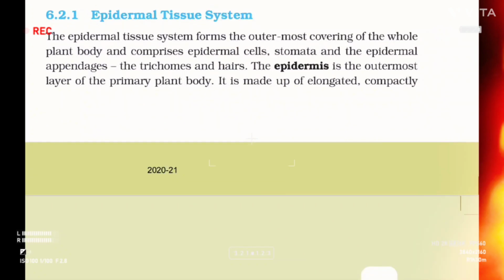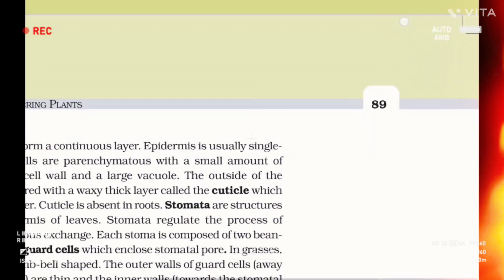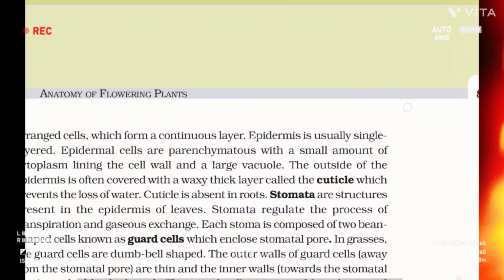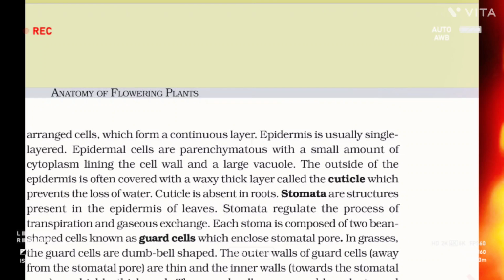6.2.1 Epidermal tissue system. The epidermal tissue system forms the outermost covering of the whole plant body and comprises epidermal cells, stomata, and epidermal appendages: the trichomes and hairs. The epidermis is the outermost layer of the primary plant body. It is made of elongated, compactly arranged cells which form a continuous layer. Epidermis is usually single layered.